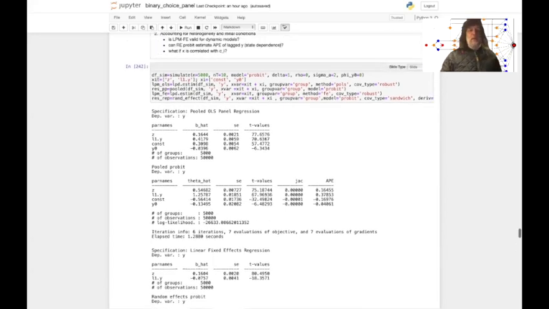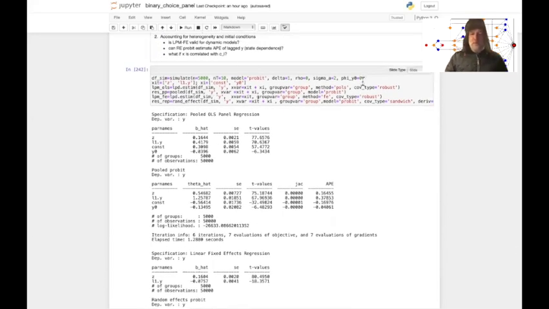Okay, but see, the issue here is that rho is actually equal to 0. So this is not a causal effect. It's not because of me experiencing the event of being employed that I'm more likely to be employed next period. It's because of something else.